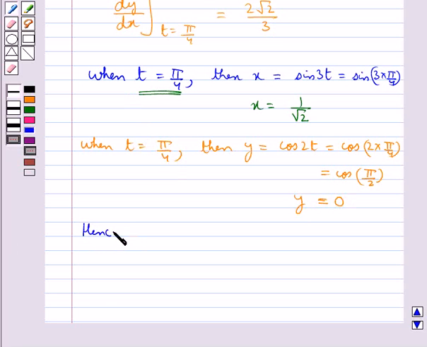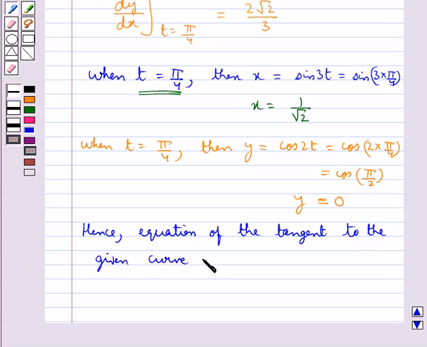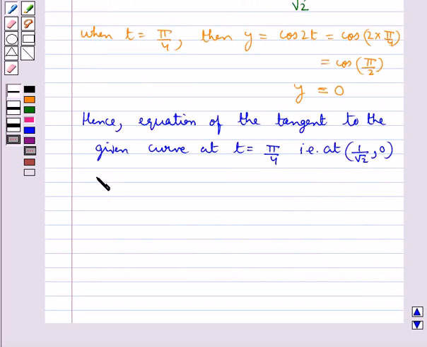Hence we have equation of the tangent to the given curve at t equal to pi by 4, that is at the point 1 upon root 2, 0, is given by y minus y naught, that is 0, is equal to the slope of the tangent, which is 2 root 2 upon 3. So we have y minus 0 is equal to 2 root 2 upon 3 into x minus x naught, that is 1 upon root 2.